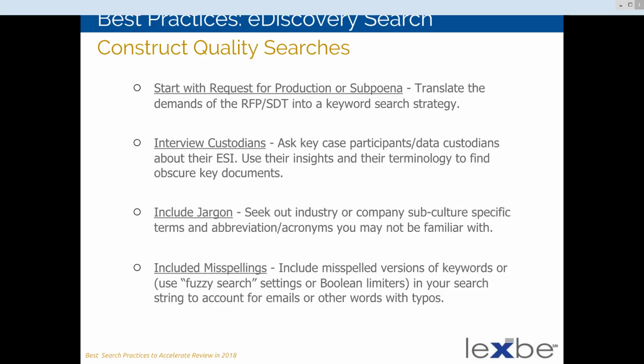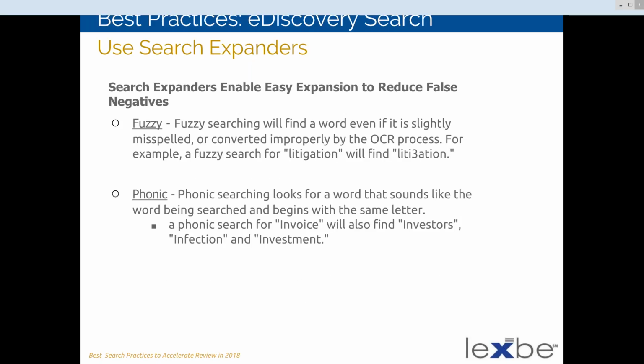This puts us into the next topic of search expanders, which basically expand the documents that you're generating by your search and reduce your false negatives. The first one we'll talk about is a fuzzy search. Fuzzy search is the one I mentioned that will help you pull in documents that have words in them that are consistently misspelled. This could be for a variety of reasons.